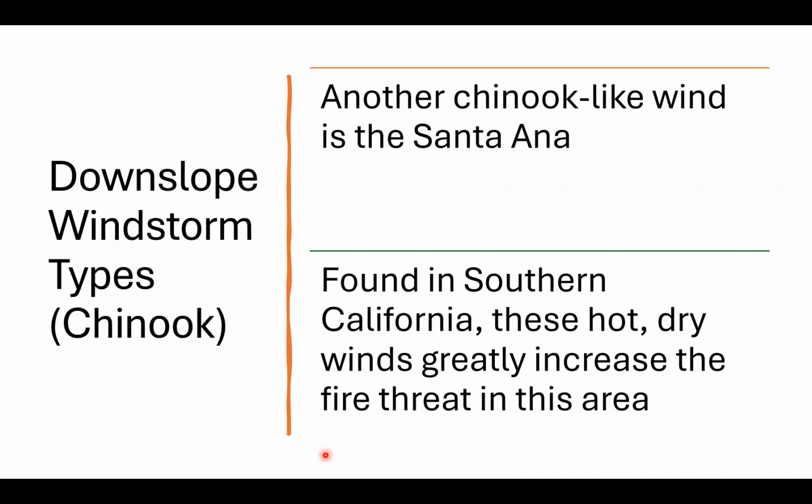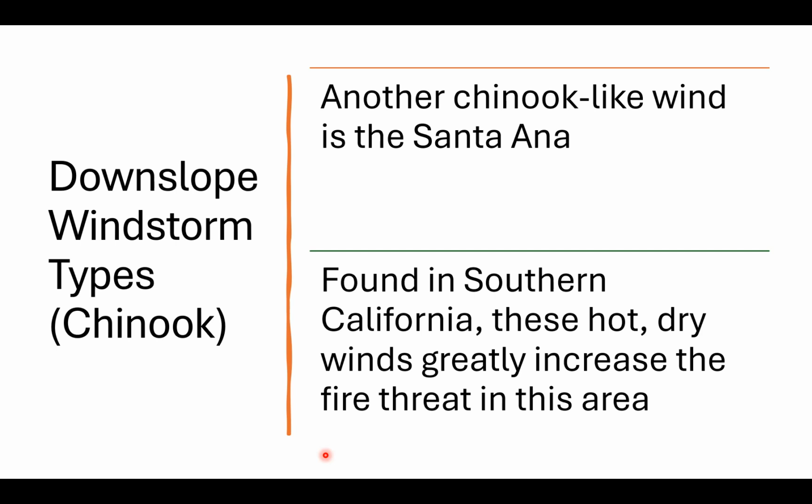Among the downslope windstorm types, besides the Chinook wind, you also have a Chinook-type wind that forms in Southern California, and that is the Santa Ana wind. This is found in the Southern California area, like I mentioned. It's a very hot and dry wind. It greatly increases the fire threat in the area because it's descending the Santa Ana mountains in Southern California, and when it's really strong, it's a very warm and dry wind. It basically pushes the low clouds of the marine layer well out to sea, over the Pacific Ocean. So you get a lot of clear weather with this type of situation.